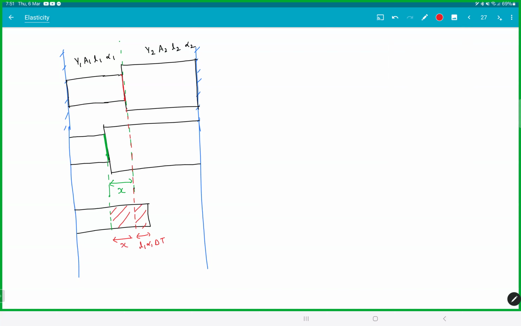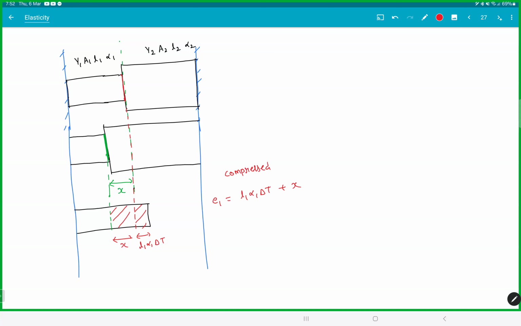You're getting what the left rod is trying to say? I was supposed to be L1 alpha 1 delta T more, but because of this right rod, I lost what I got elongated, plus I also got compressed. So this will be E1, which is L1 alpha 1 delta T plus X. So the left rod got compressed.